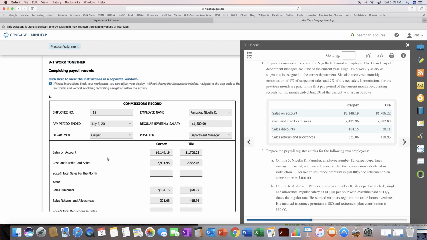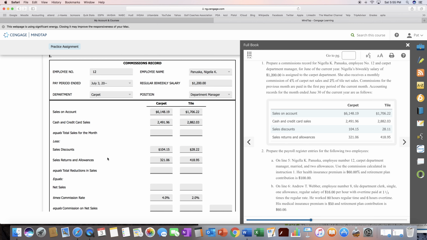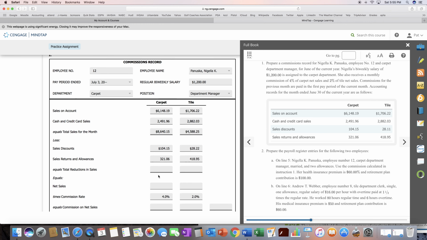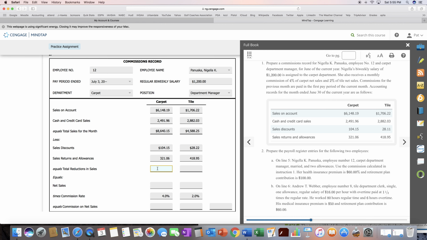It wants us to complete this commissions report. So when we're completing this, we're going to add the sales on account plus cash sales to get our number for carpet. We're going to do the same for tile, and we'll get these numbers. So those are total sales. These are the discounts and returns that we need to subtract. So we need to get a total of all the items, the sales, discounts, returns, and allowances.